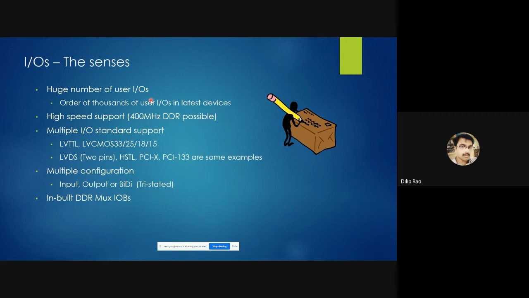These are what we call user IOs, which provide connectivity for your system with the rest of the world. Current day devices have thousands and thousands of user IOs. This is also one of the criteria we need to consider when we choose an FPGA device. We need to select it in such a way that it meets our requirement. For example, if your system is going to have 300 or 400 pins, and you select a device which has hardly 50 to 100 pins, then that's not going to work.